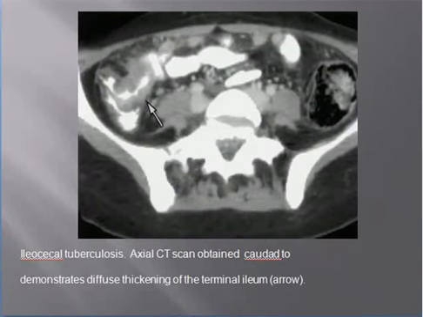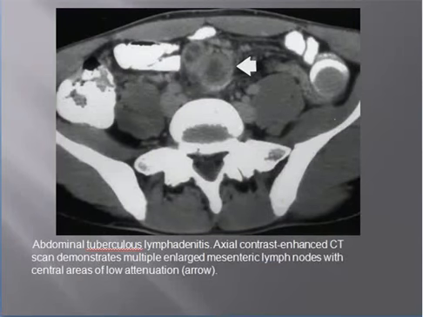Another case of ileocecal tuberculosis: axial CT scan obtained to demonstrate diffuse thickening of the terminal ileum. Now this is abdominal tuberculous lymphadenopathy, lymphadenitis. Axial contrast enhanced CT scan demonstrates multiple large mesenteric lymph nodes with central areas of low attenuation and peripheral enhancement. This is because of the central necrosis of the matted and large mesenteric lymph nodes.